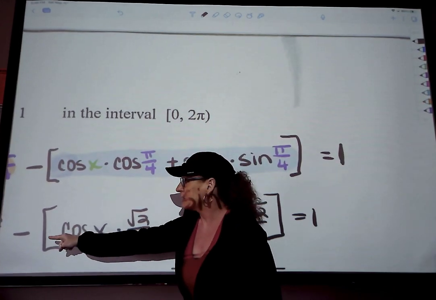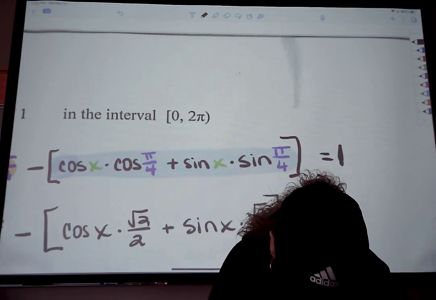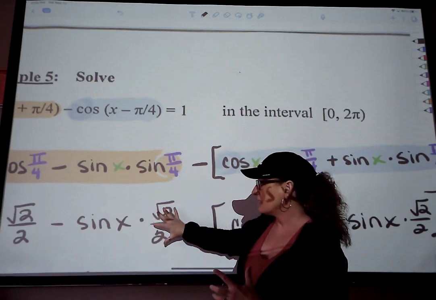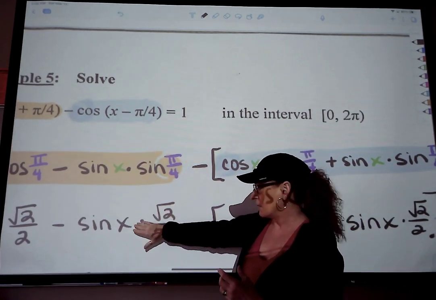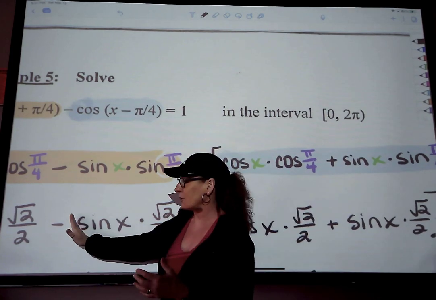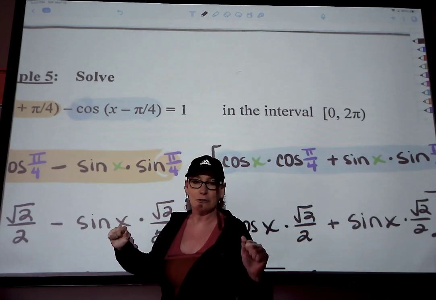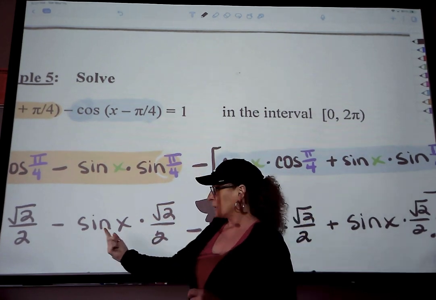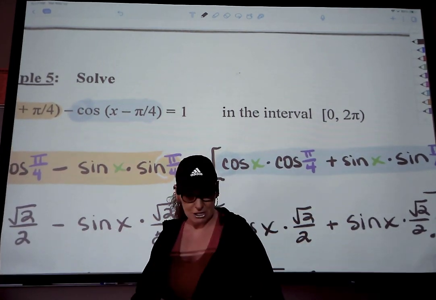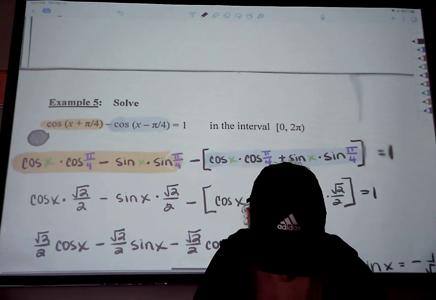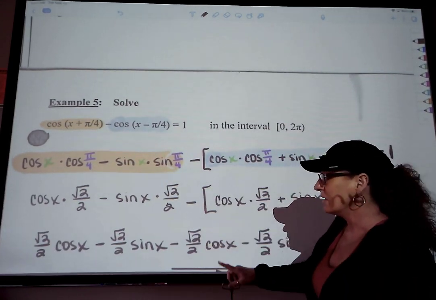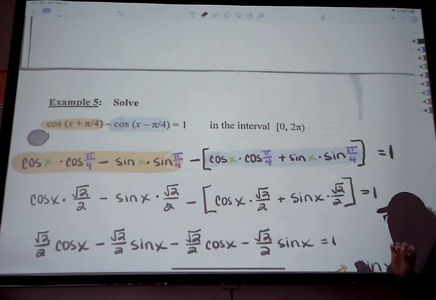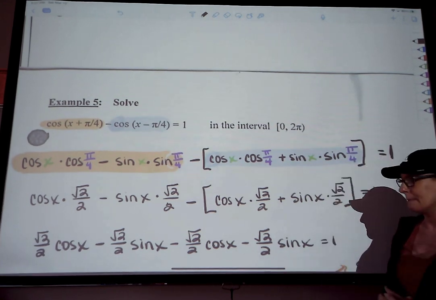Now, I'm going to distribute this negative into the parentheses, and something else I'm going to do: all of these radical 2 over 2's that are being multiplied here, I'm going to put out in the front as if it were a coefficient of my trig. So instead of having the radical 2 over 2 at the end, I'm going to put it in front of each trig expression. So I distributed my negative, and now all my radical 2 over 2's are in the front. I just think it's going to make more sense to you that way.